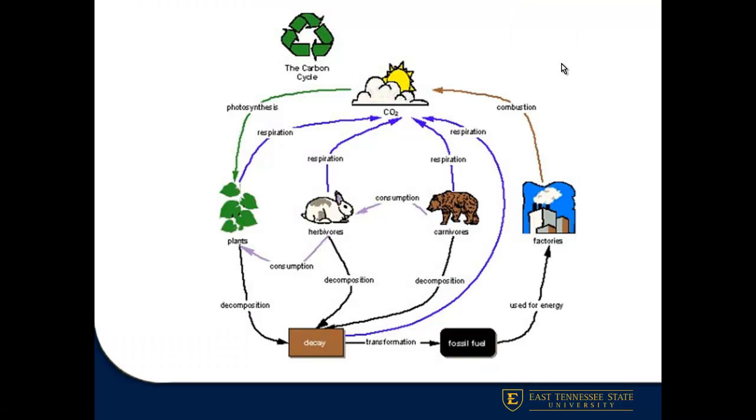So here's a map that most of us have seen many times. Notice the use of color. The blue, almost purple arrows indicate respiration. The black arrows here are showing how everything contributes to decomposition. And then we have the decay contributing to fossil fuels and even combustion. So you can see the complex relationships that can be demonstrated here.